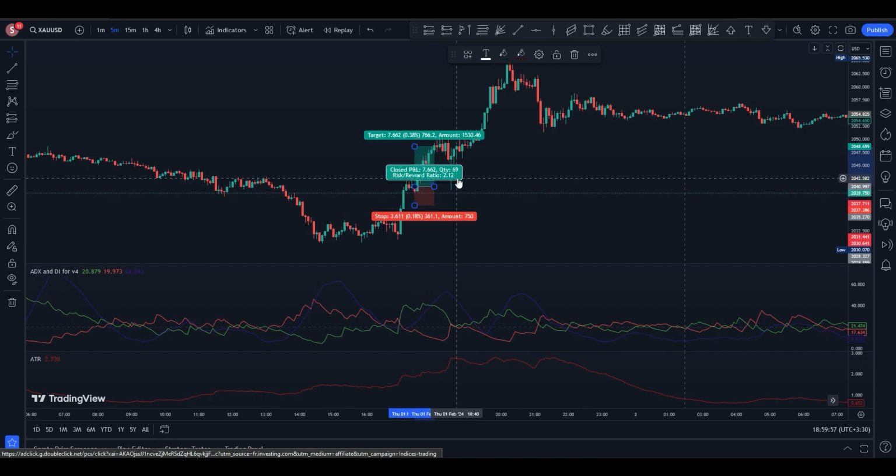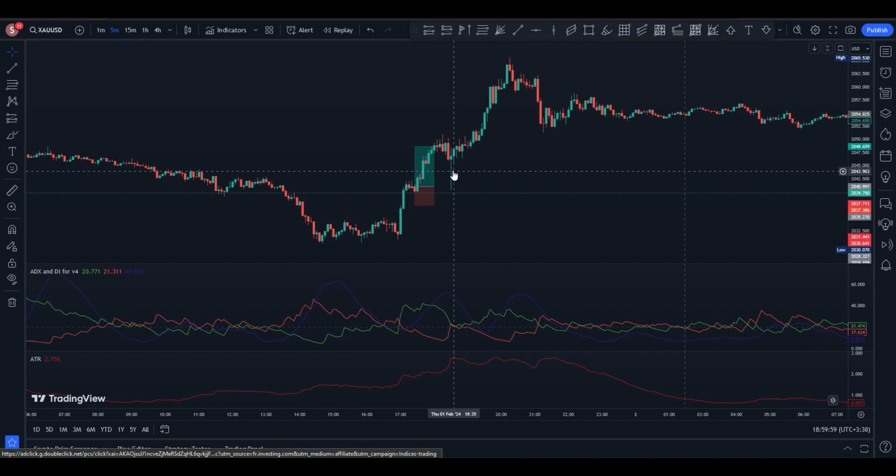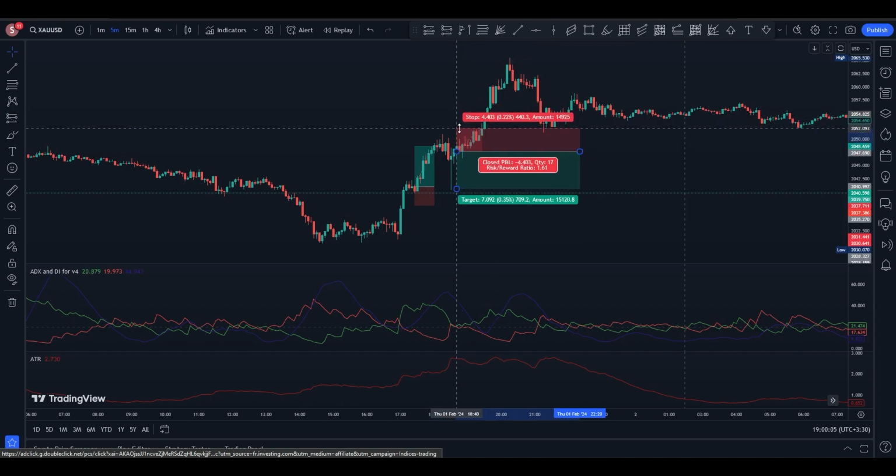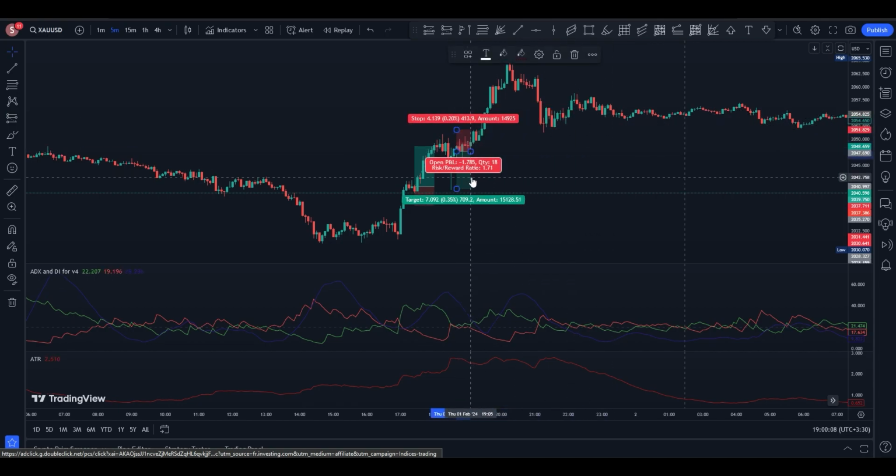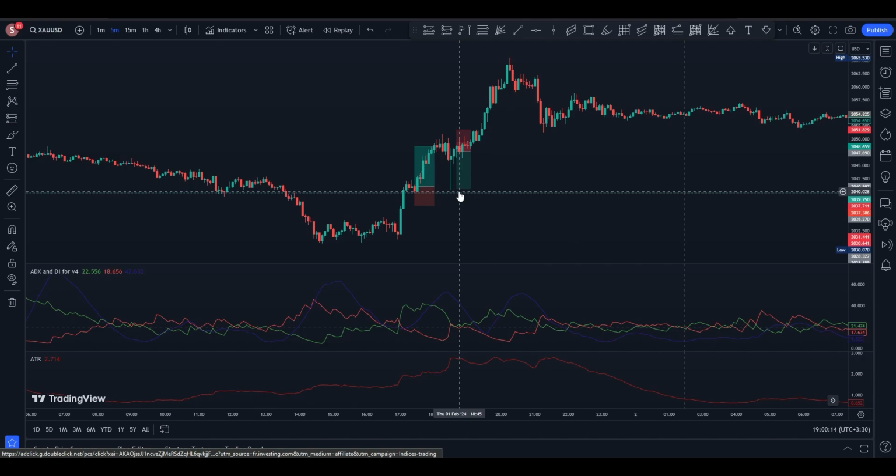As you see, we can enter the trade for a short here, and it hit our stop loss again. Again, we can enter for a long trade here.